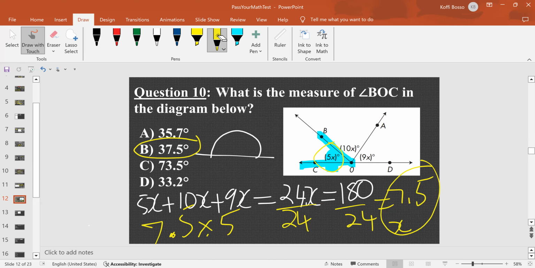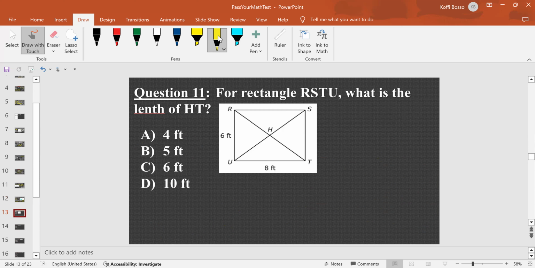Okay, let's continue. Question 11. This is a rectangle, so rectangle RSTU. And they say, what is the length of HG? HG is this one here. This is a rectangle, right? And they ask you to find HG. You have to understand that HG is equal to RH.